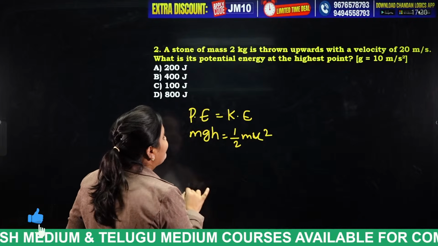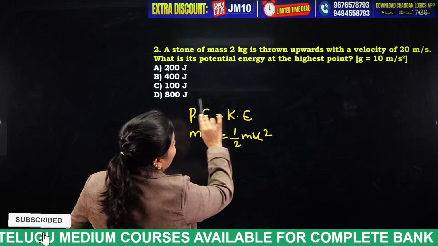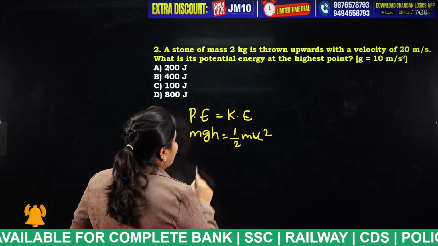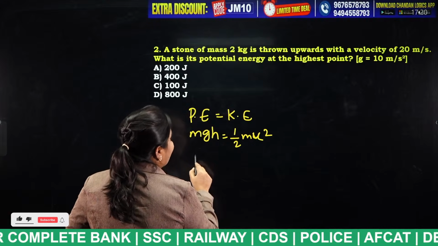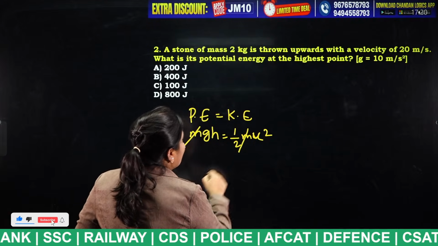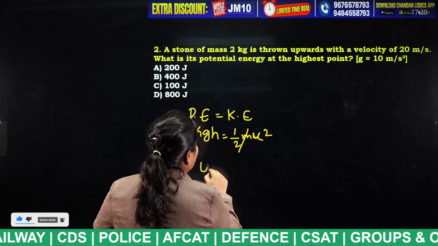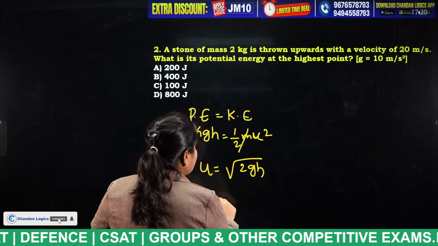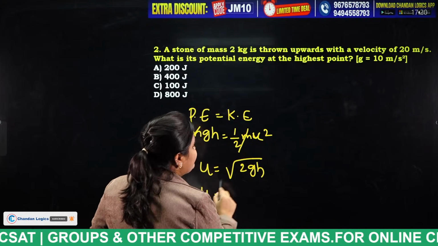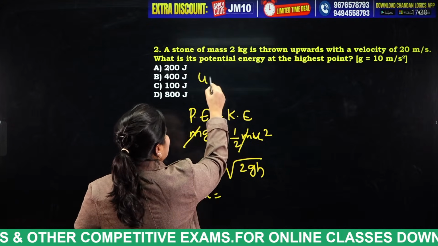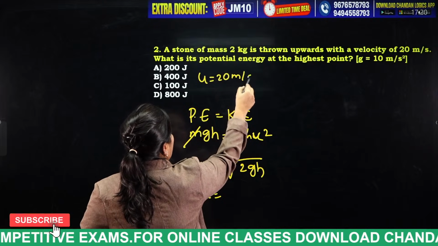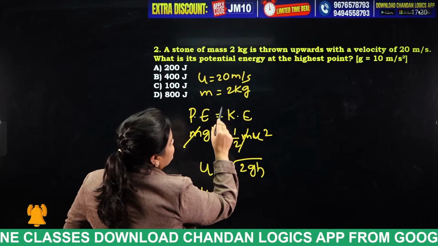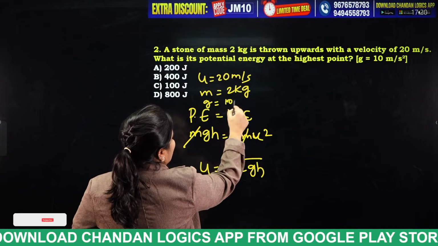From this, what we have to find, students? We have to find the potential energy. At first we know the mass. Mass cancels, so you will get v equal to under root 2gh. You all know the initial velocity: initial velocity is equal to 20 meters per second, m is equal to 2 kg, and finally g is equal to 10 meters per second square.